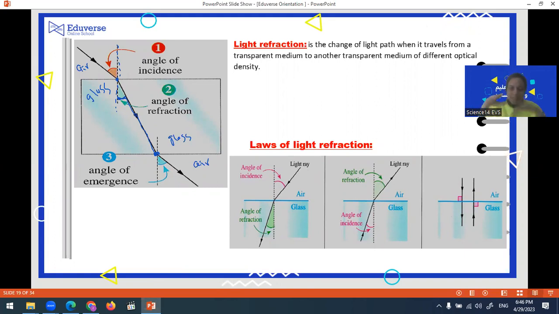The air has a low optical density. The air is not crowded, there are not many people in it. Okay, so it has low optical density. But as soon as I enter the glass, it is a very crowded place, high optical density. I should stop. I will decrease my velocity, and move slowly, very slowly, inside a very crowded place to pass through many people around me.